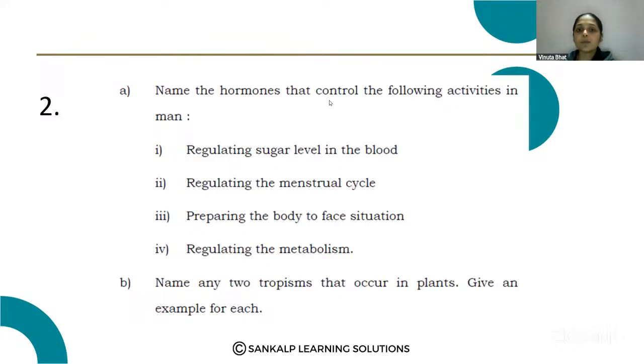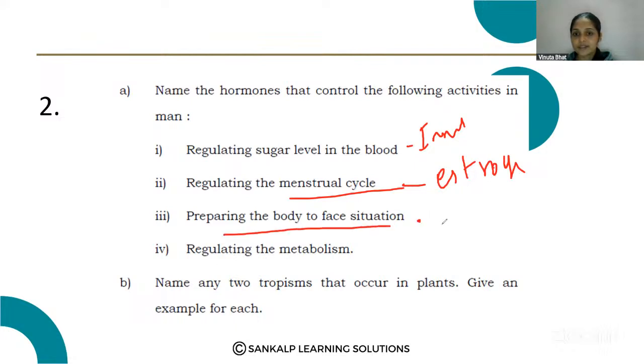Name the hormones that control the following activities in man. Regulating the sugar level, that is insulin. Then menstrual cycle, that is by estrogen. Then preparing the body to face the situation, adrenaline. Then regulating the metabolism, that is thyroxine.